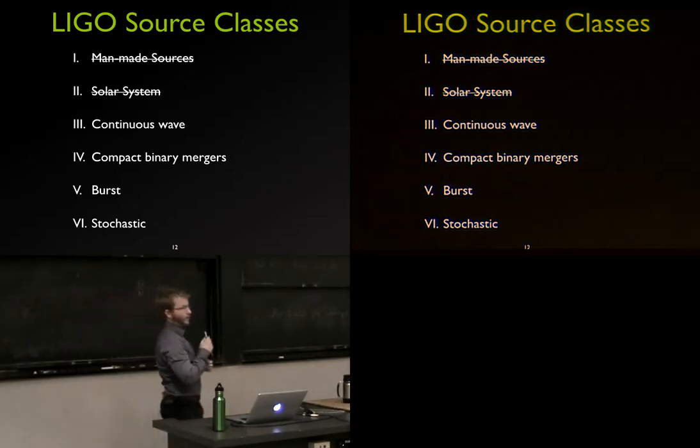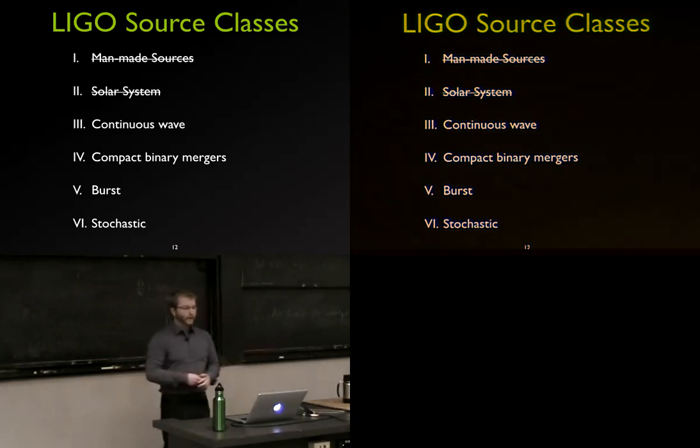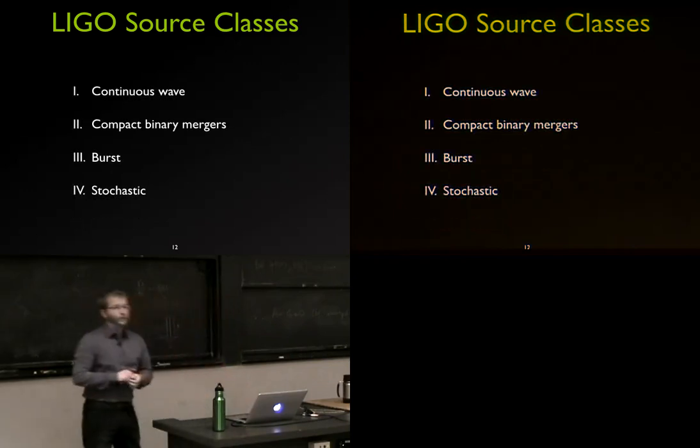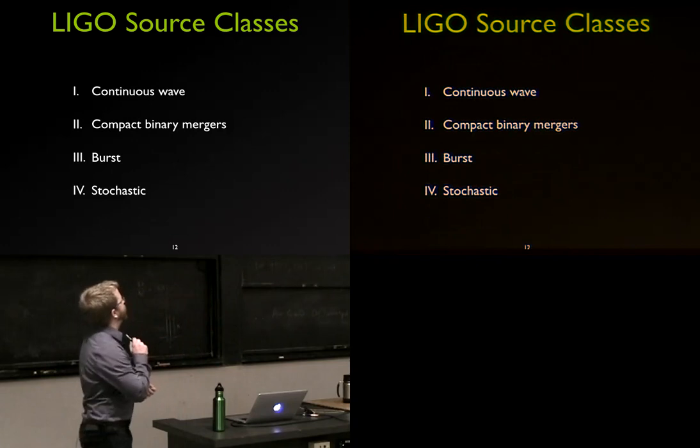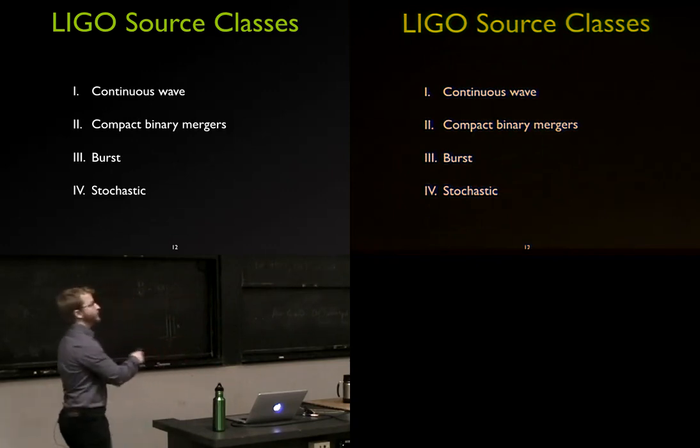We lost out on Earth, we lost out on the solar system. The only thing left to do is go to bigger scales, galactic scales or intergalactic scales. So that leaves us with these other four sources that I've been mentioning before: continuous waves, compact binary mergers, bursts, and stochastic.